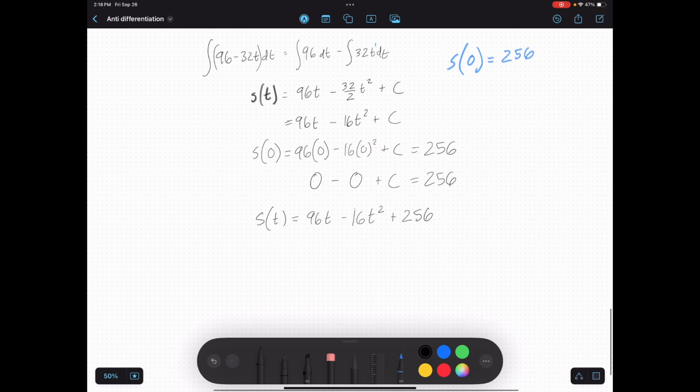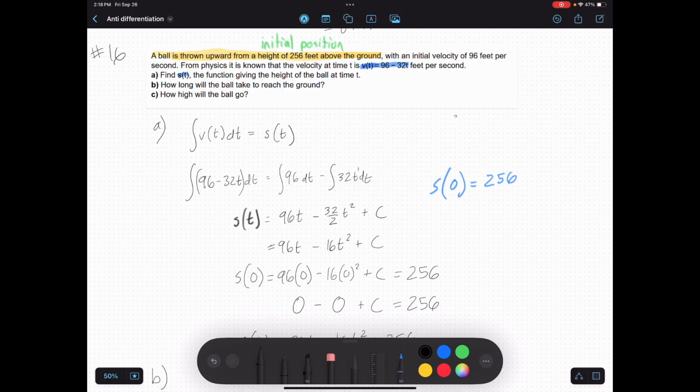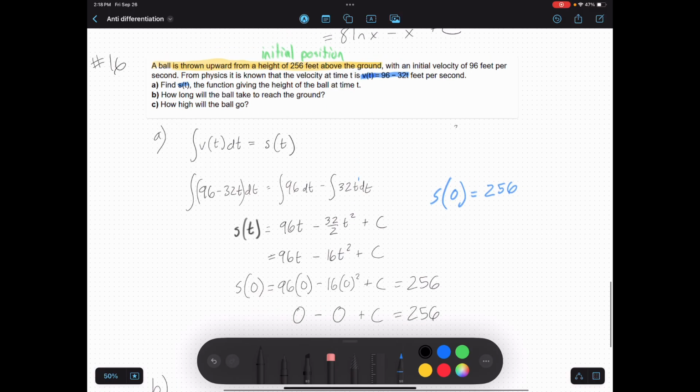So let's move on to part B. Part B asks the question, how long would the ball take to reach the ground? Well, if I read that problem carefully, hopefully you should be able to figure out what it's actually asking for. This is asking for a time value because it's asking the question, how long? So, how much time will it take before the ball reaches the ground?